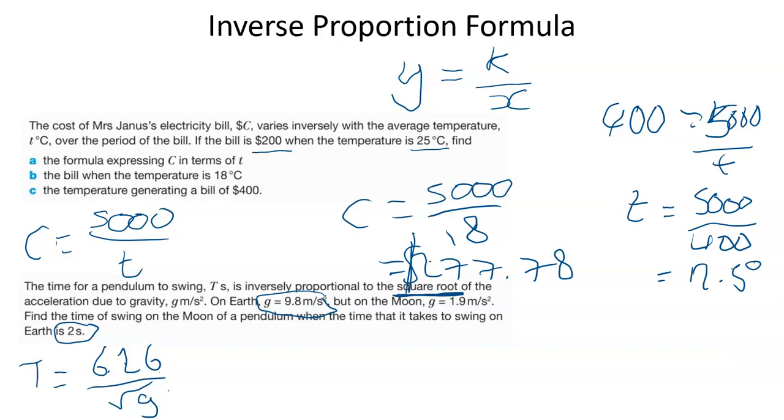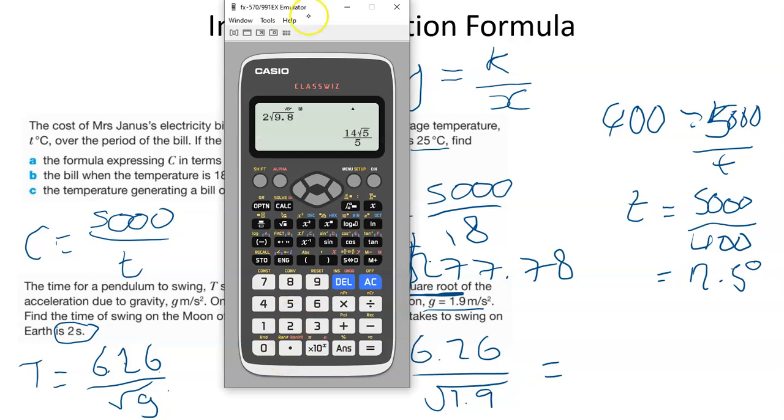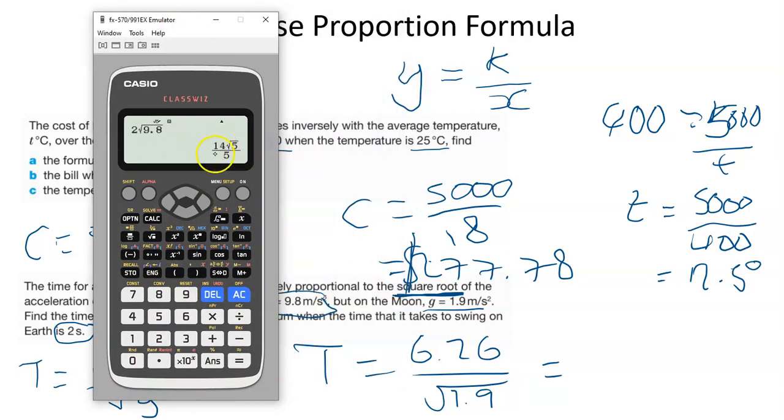And then it says, so that's not actually answered anything yet. We needed to do that to get the formula. And now it says, find the time of the swing on the moon. Well, that means what is t when g is 1.9? So t is 6.26 divided by root 1.9. And we can just put this in the calculator. Now, actually, I've written it down rounded, but there's nothing to stop me using that value. That's my previous answer. So if I want to know that, I can just say fraction of answer over root 1.9. And then I know that there's no rounding error in my answer because I've used the absolute exact answer there.